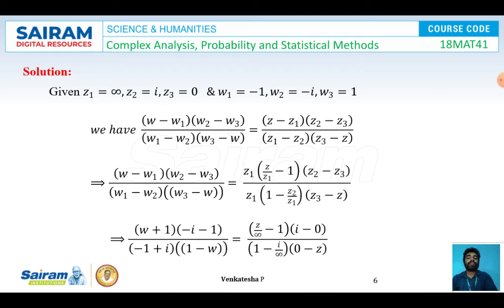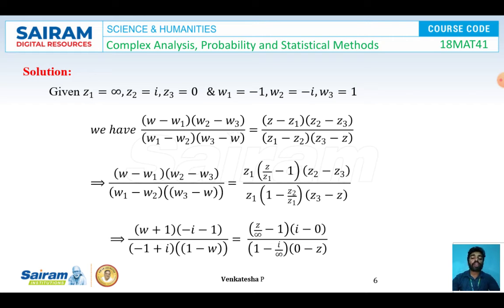So now I am going to replace all the points here. So I'll be getting (w + 1)(-i - 1) / (-1 + i)(1 - w) = (z/infinity - 1)(i - 0) / (1 - i/infinity)(0 - w).